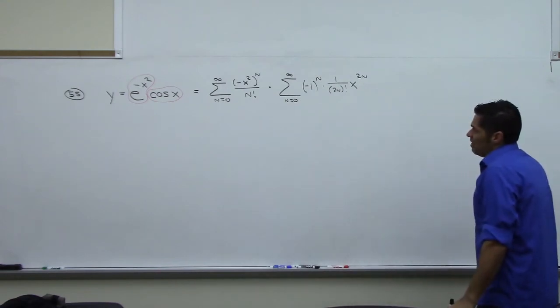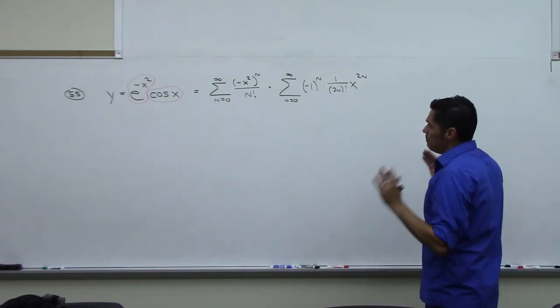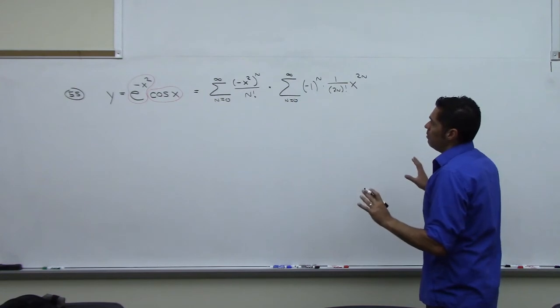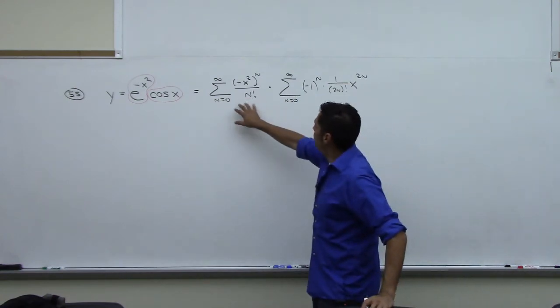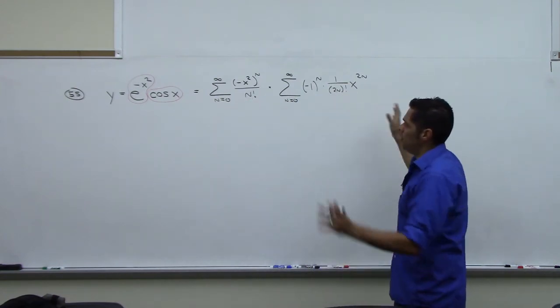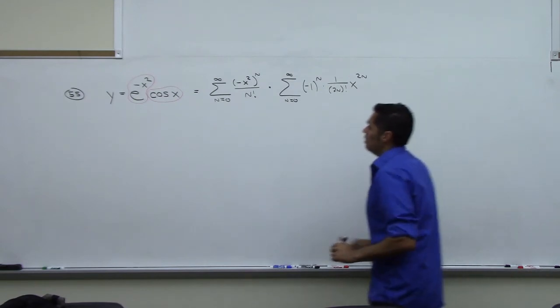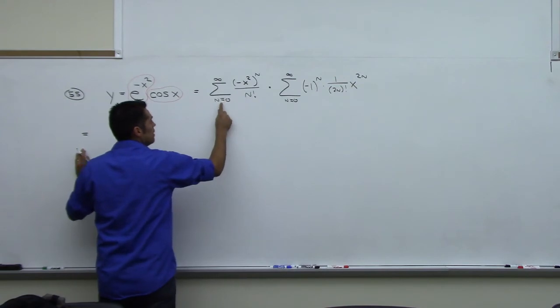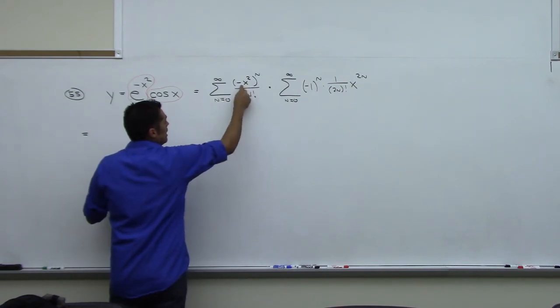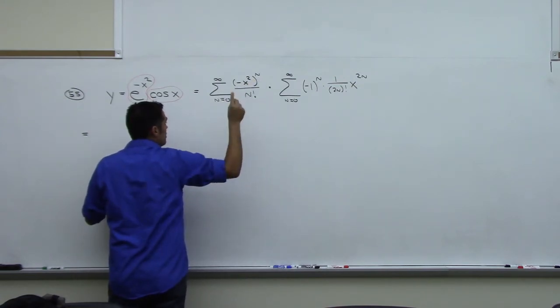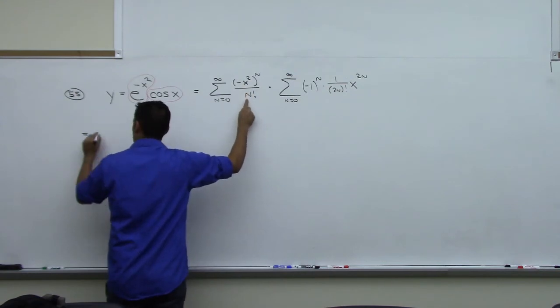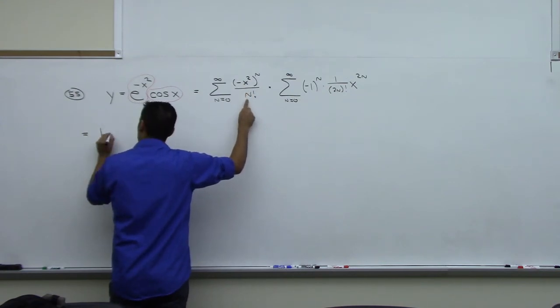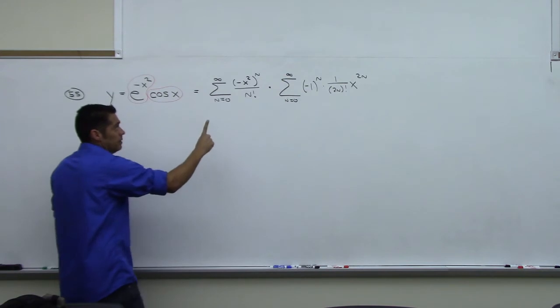Now to multiply these, probably the best approach would be to write out the first few terms of this one, then the first few terms of this one, and then do kind of like an expansion. So this right here, let's start with 0. If n is 0, anything to the 0 is 1, so we just get 1 over 0 factorial, we just get 1. Then we plug in 1 for n.